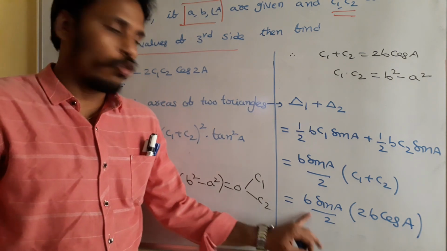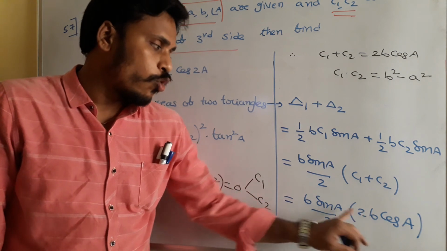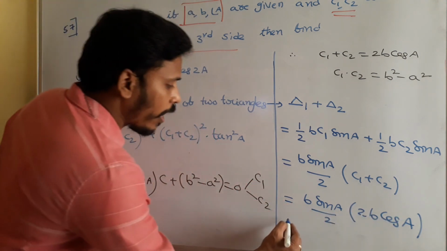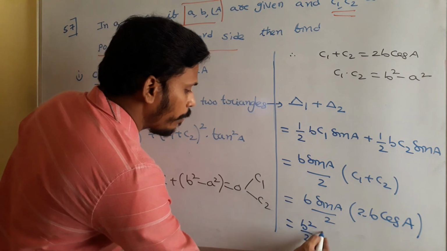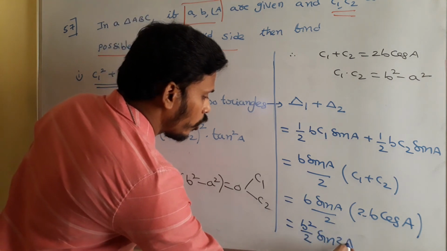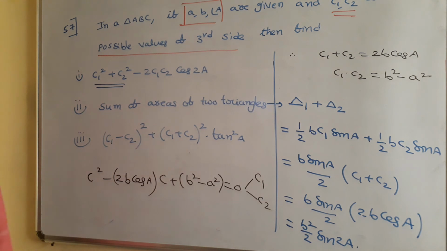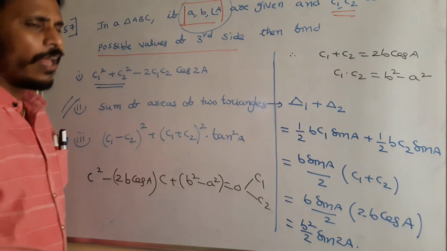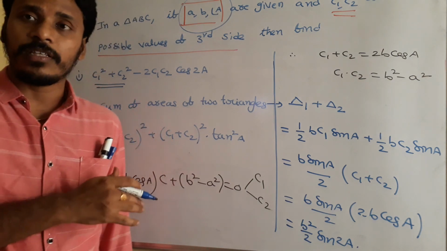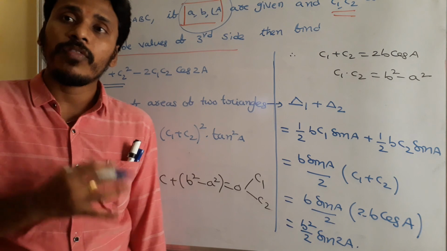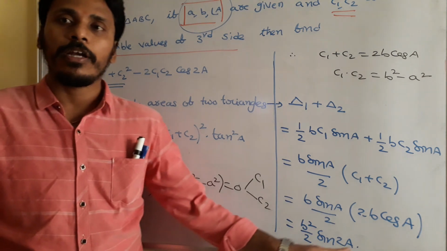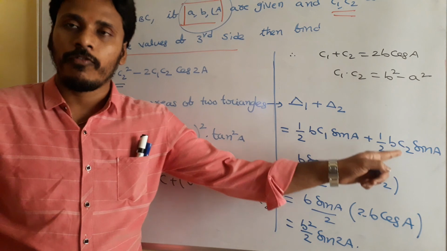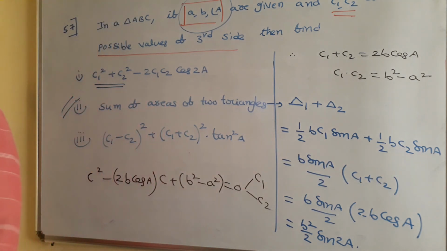Then you need to simplify. You just leave the denominator 2. B into B is B square. 2 sin A cos A is sin 2A. And as a part of simplification, you get B square by 2 sin 2A. What is your answer at the end? B square by 2 sin 2A is the sum of the areas of the two triangles. With these given measurements, two triangles are possible. We don't know exactly the location, the shapes and the sketch of the triangles. But the sum of the areas of those two triangles is B square by 2 sin 2A. It is just by the help of the area formula. Just have a look.